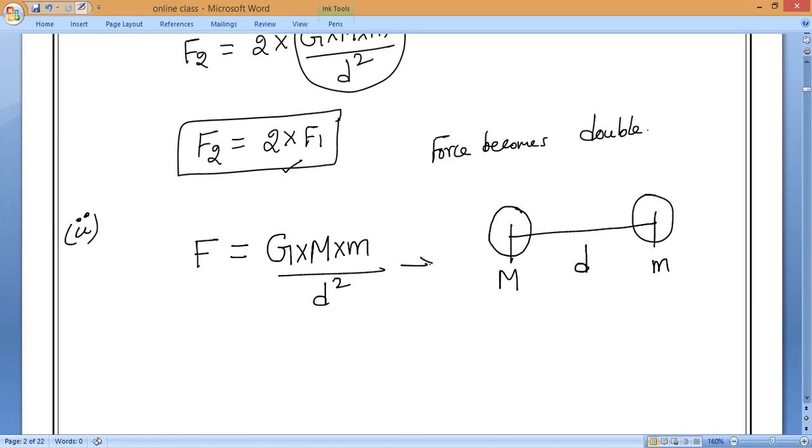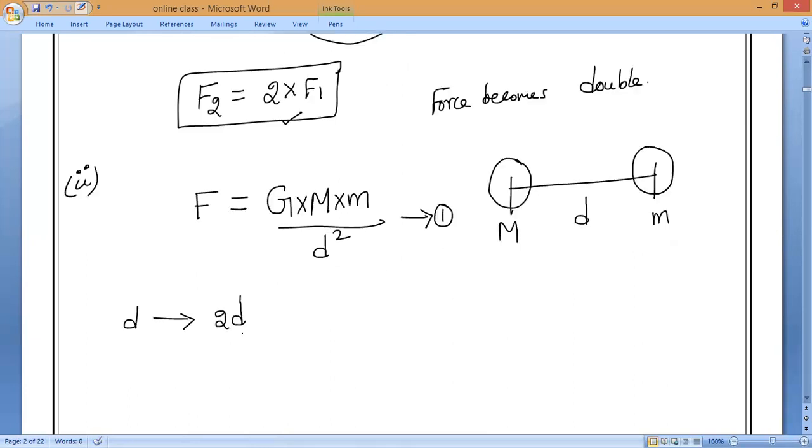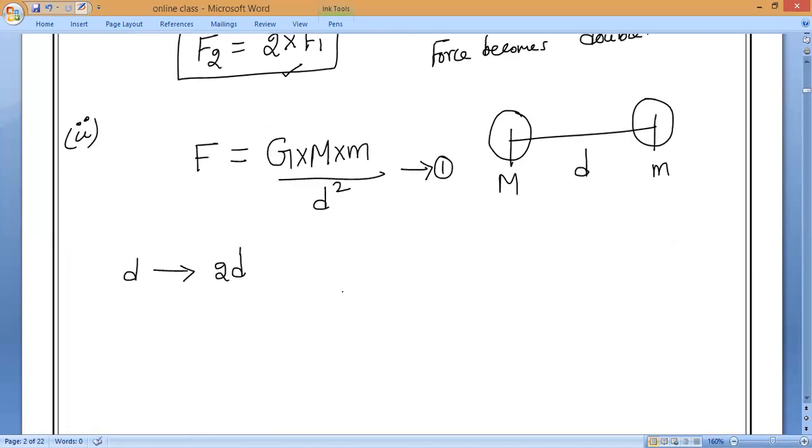F is equal to capital G into capital M into small m divided by d square. Let me take this as equation 1. Now they are saying distance is doubled. What do you mean by distance is doubled? d becomes 2d. That's all, there is no other difference. So this is Roman numeral 2, subdivision A. Let me take distance becoming double: d becomes 2d. That is the only difference. Remaining all things are the same.